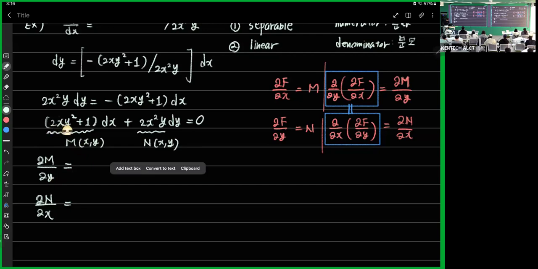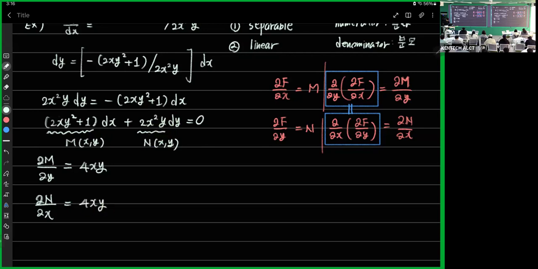So 2xy squared: the derivative of 2xy squared with respect to y, we're considering 2x as a constant coefficient, doesn't matter. Then what? We're going to get 4xy, right? 4xy. And the derivative of a constant is just 0. That's gone. And this one, taking the derivative of 2x squared y with respect to x, we consider y as a constant. So we got 4xy.